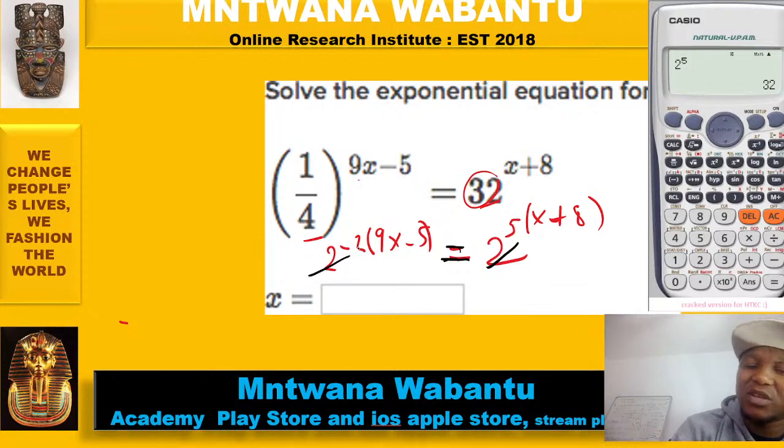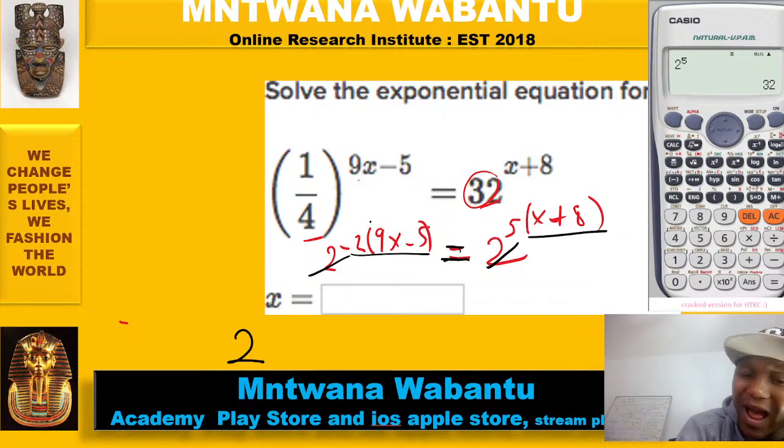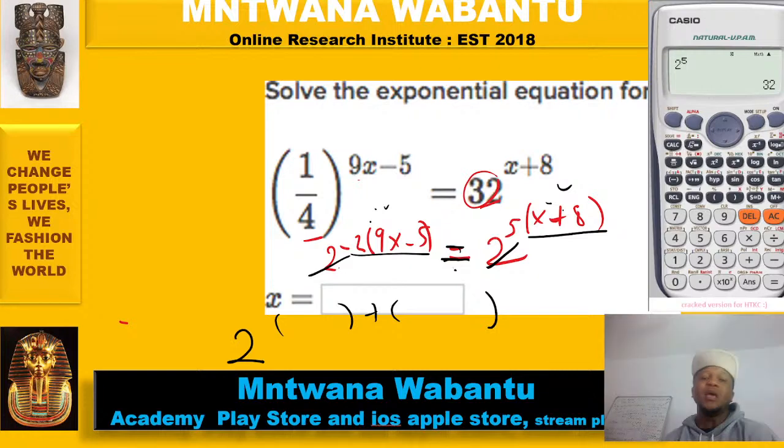So I cancel this, and I'm left with that one and that one only. Now you multiply this. So you see, we cancel the base. But if it is multiplication, you write only one base, 2, and then you add the powers, which are this one and that. But for now, we don't do that.